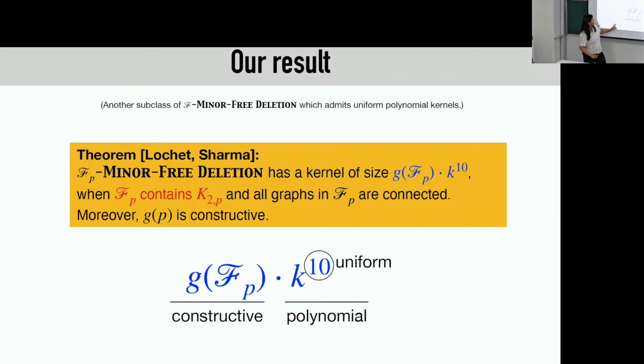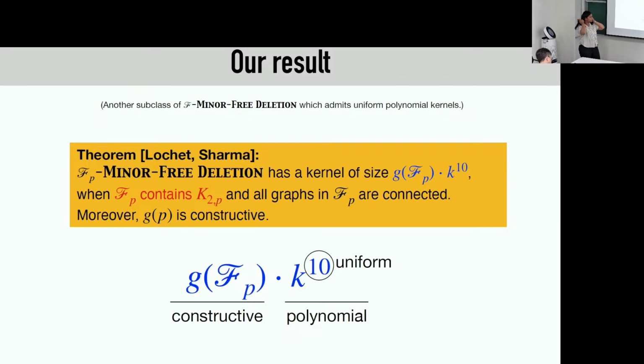Right? And basically these are the three terms in red in the title. So we showed that this is the size of our kernel. It is polynomial in k. The leading constants are constructive, and the power of the exponent of k is uniform. It does not depend on the family. So is what we are doing clear?